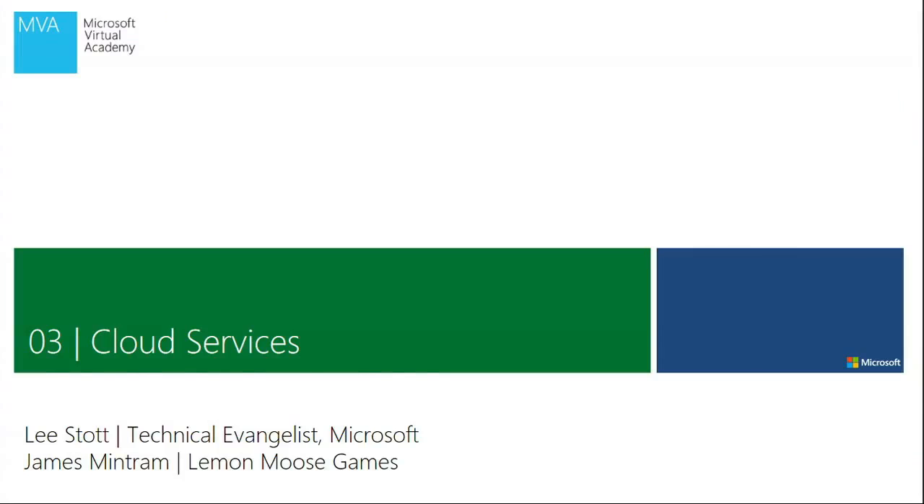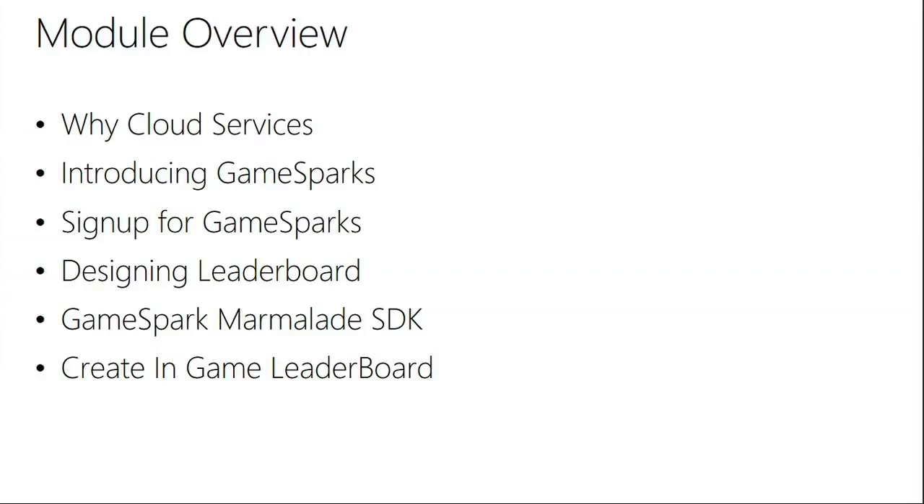So Module 3 is cloud services. We're going to be discussing why cloud services, introducing GameSparks, which is an actual bespoke middleware for gaming cloud services. We're going to talk about how to sign up for GameSparks. We're going to talk about how to design your leaderboard. And then we're going to talk about the Marmalade SDK. And then we're going to actually go and create an in-game leaderboard for the game.